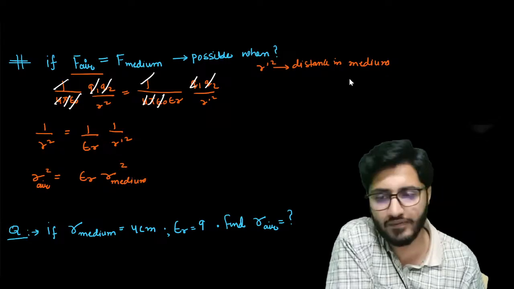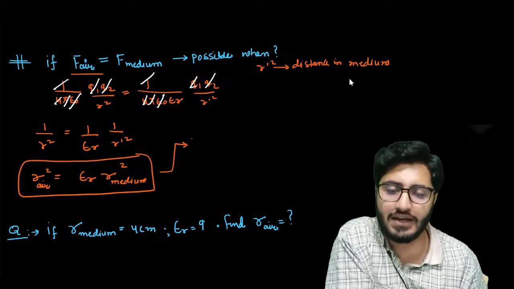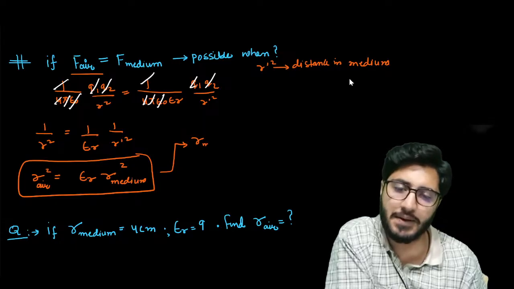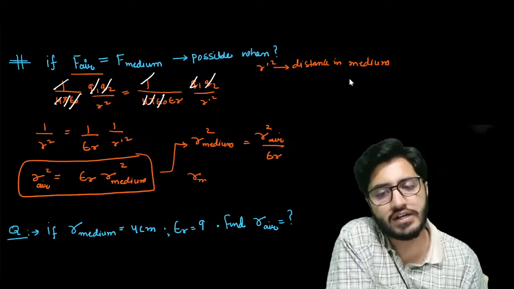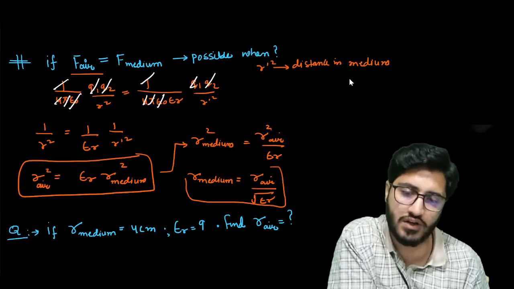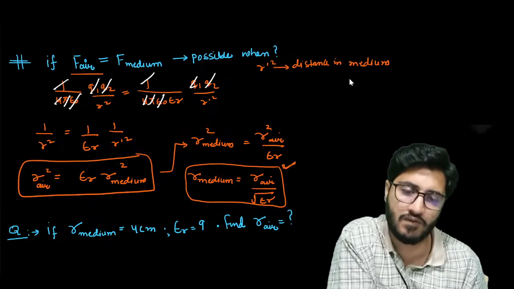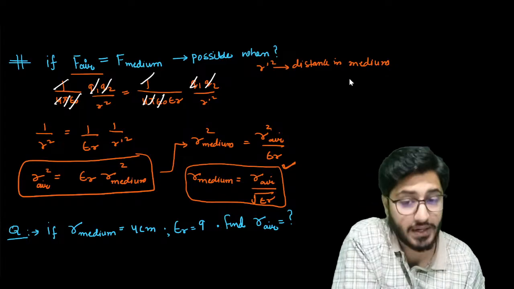If I further simplify this equation, my distance in medium is equal to distance in air square divided by epsilon R, or distance in medium should be equal to distance in air divided by under root of epsilon R. This relation you need to remember. This particular equation you need to remember.